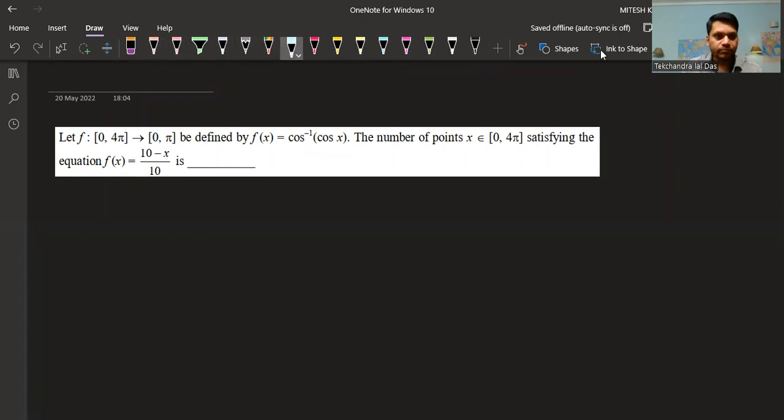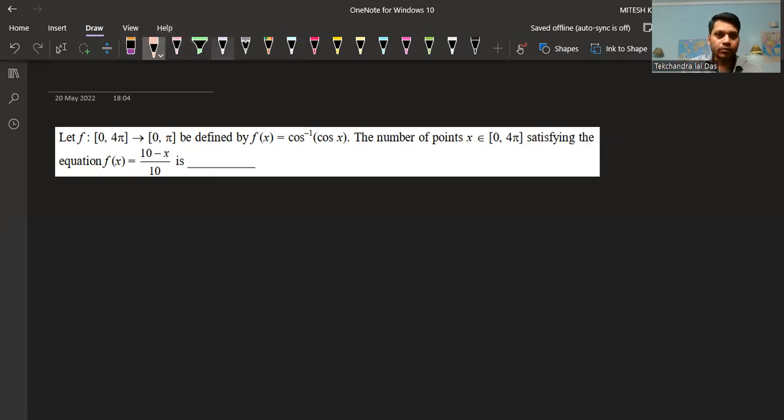In this question, we are given a function, cos inverse of cos x. Also, we have to find the number of solutions of the equation f(x) equal to (10 − x)/10. The best way to solve this question is the graphical method. That is, we'll solve this question by graph.